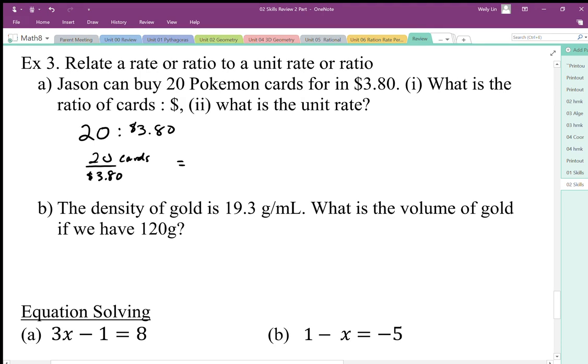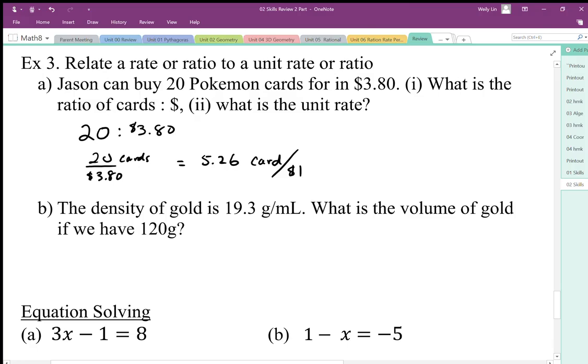So when we divide these two numbers, get your calculator out. So 20 divided by 3.80, I end up with 5.263, so I'm going to round that to 5.26. Now what is the rate? It's important to be able to state the rate in the right order. This is 5.26 cards per $1. So cards per dollar. So I get that many cards for $1.